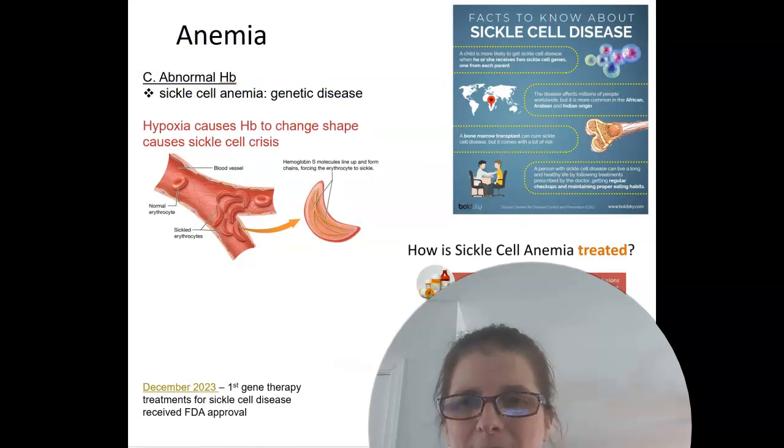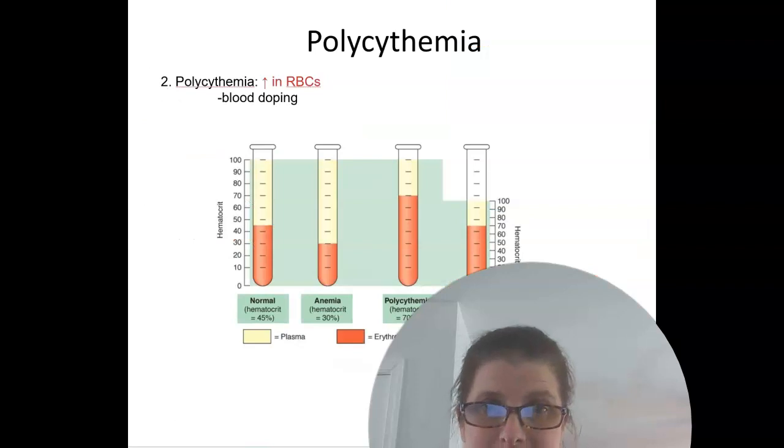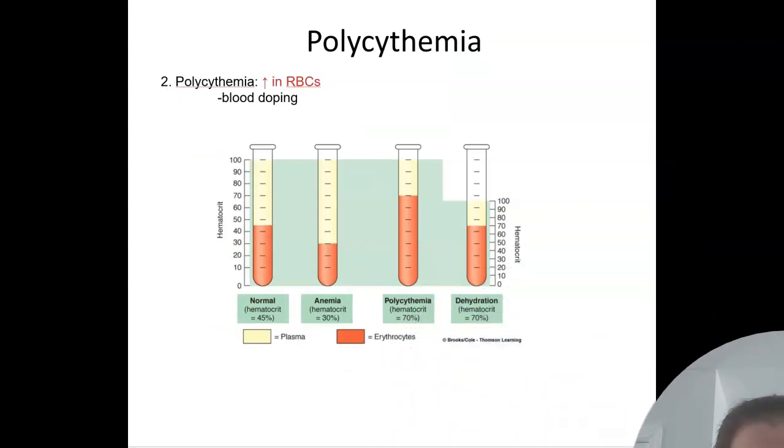Now, the opposite of anemia is polycythemia. So anemia is when your hematocrit's too low, and then again, we have what's called hypoxia, right?